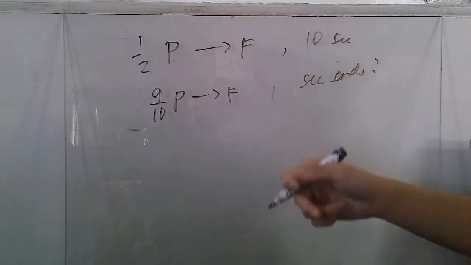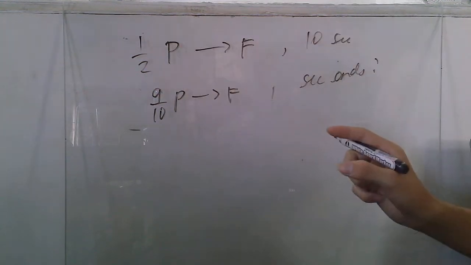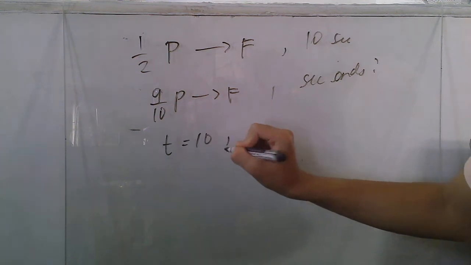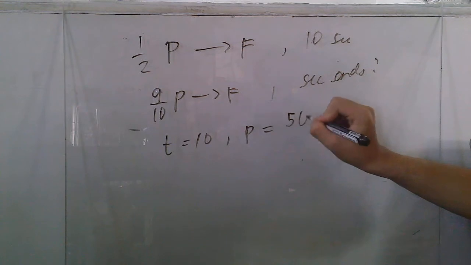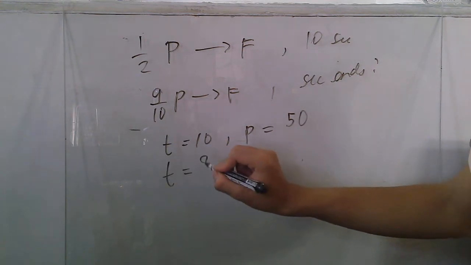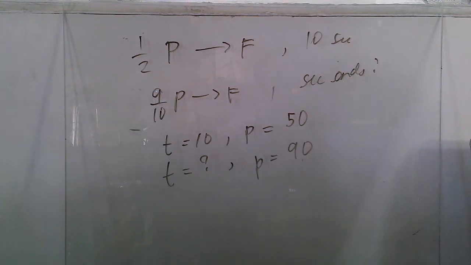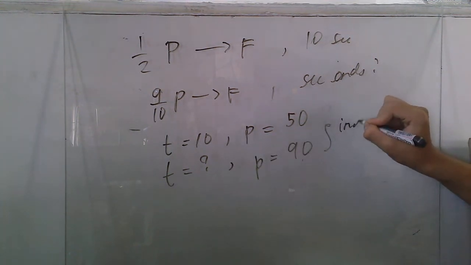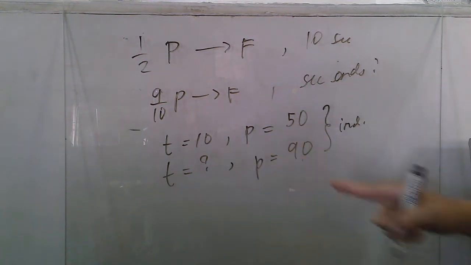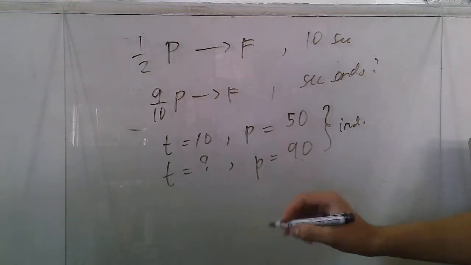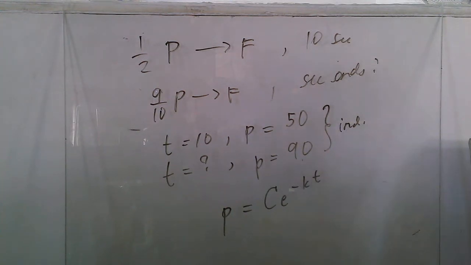At t equals 10 seconds, P is 50 individuals. And at t equals, we don't know, P is 90 individuals. Now we've got to find that t. So given these conditions, we know the solution to be P equals C e to the negative kt.